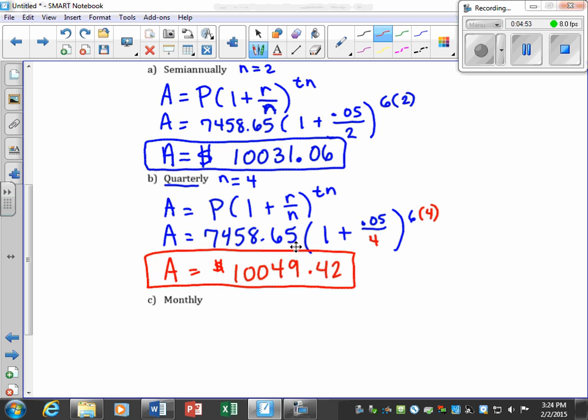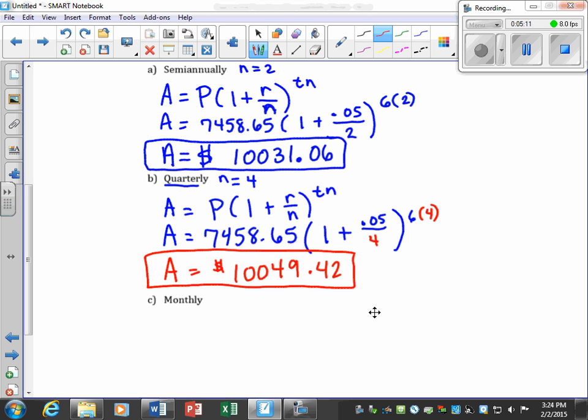So we can see just the difference right there. Not an extreme difference, but if they compound it semi-annually, twice a year, versus if they compound your value 4 times a year, you can see there is a little bit of a difference there. And now let's compare that to monthly.